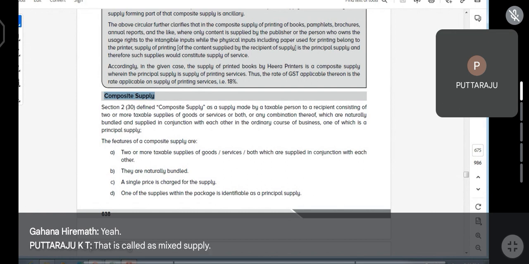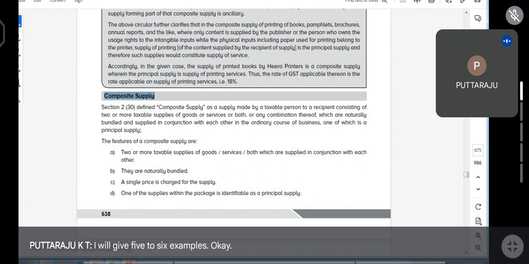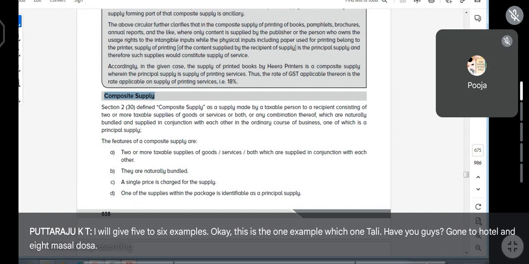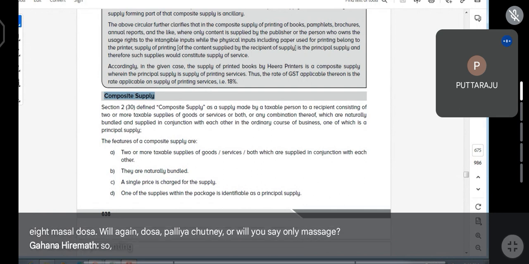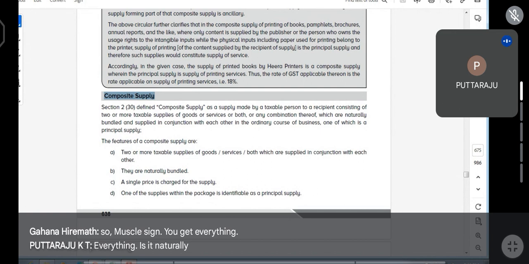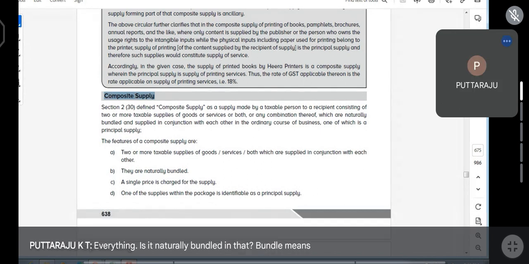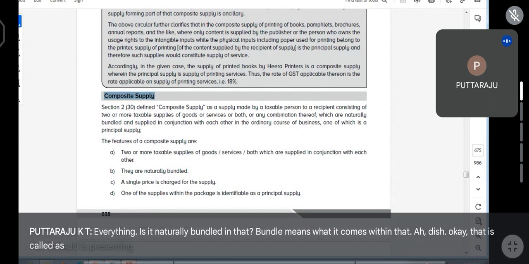Okay. I will give 5 to 6 examples. This is one example, the thali. Have you guys gone to a hotel and eaten masala dosa? Yes, sir. Will you ask for dosa, palya, chutney, or will you say only masala dosa? Masala dosa and you get everything. Is it naturally bundled in that? Yes, sir. Bundled means it comes within that dish. Okay, that is called as composite supply.